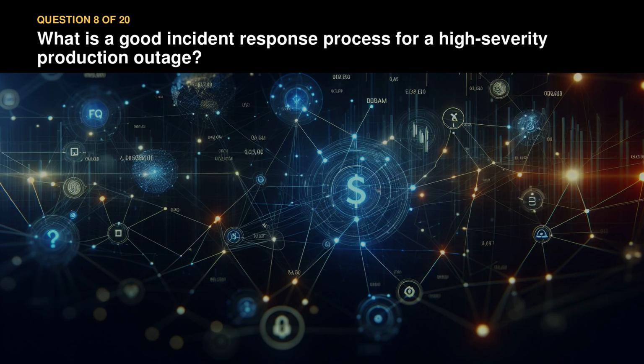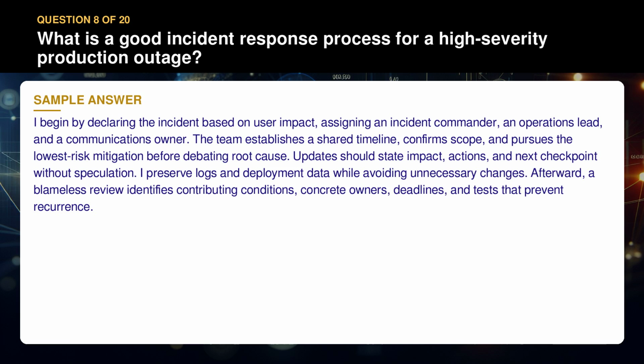Question 8. What is a good incident response process for a high-severity production outage? I begin by declaring the incident based on user impact, assigning an incident commander, an operations lead, and a communications owner. The team establishes a shared timeline, confirms scope, and pursues the lowest risk mitigation before debating root cause.